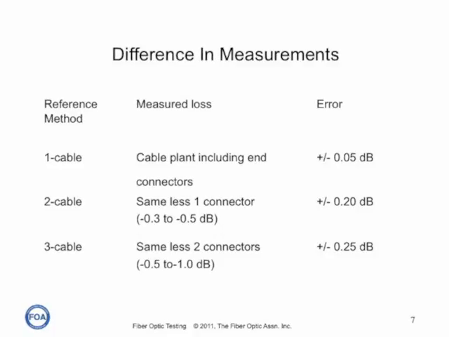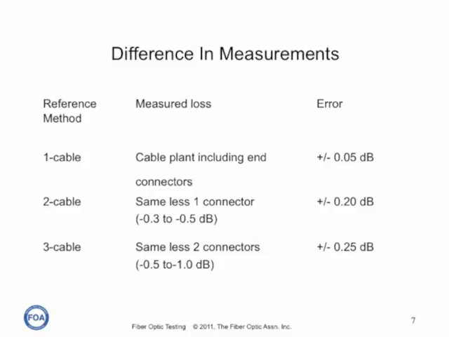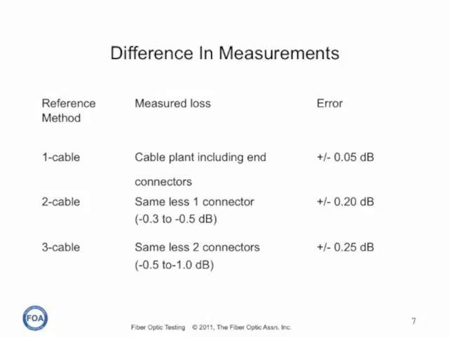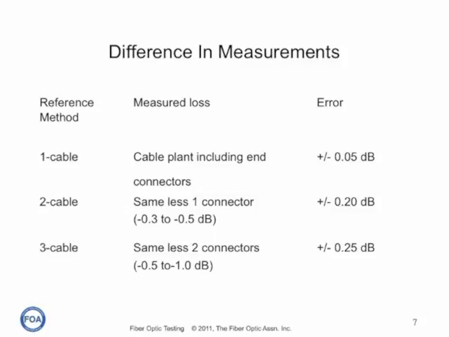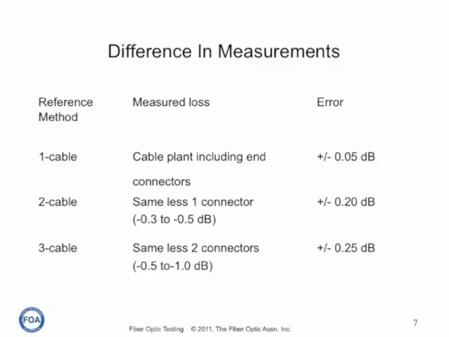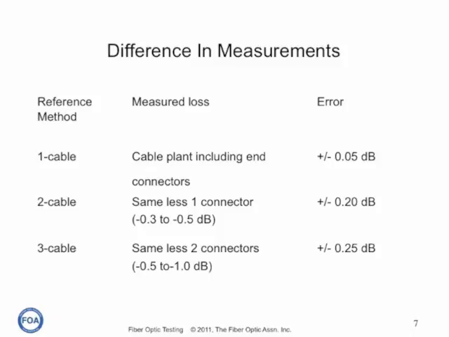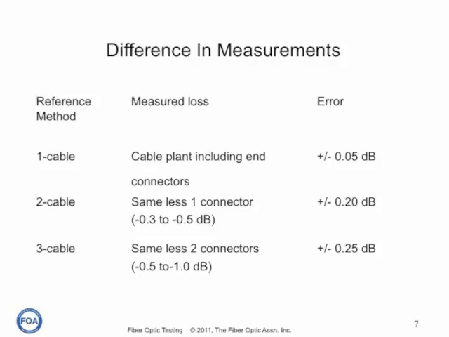With a 3-cable reference, we get the same loss for the cable plant, but it's less the value of the 2 connectors loss when we set a reference. Because we have these unknown connector losses when we make our measurement, it affects the loss error. So we have a relatively small error with a 1-cable method, but a relatively large error when we do a 3-cable reference method.